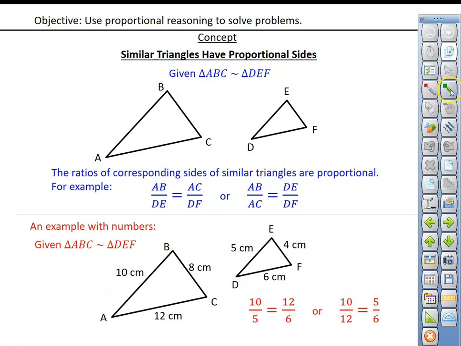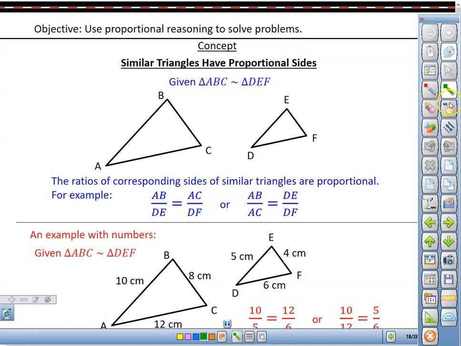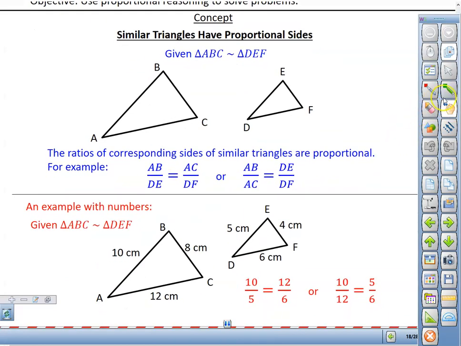So the next example requires that we recall some information that we've learned in a previous course, and that is that similar triangles have proportional sides. Similar triangles, remember, have the same shape, but they are different in size most of the time. So one will be larger than the other, and their sides can't be equal to one another, but it turns out they are proportional.